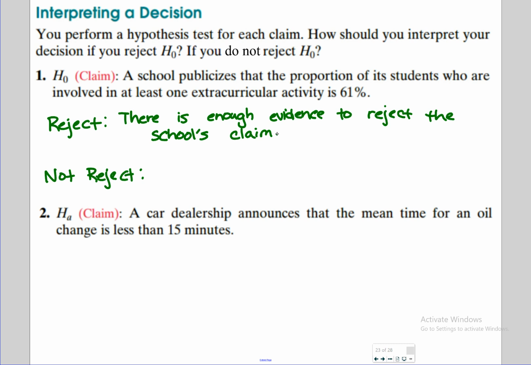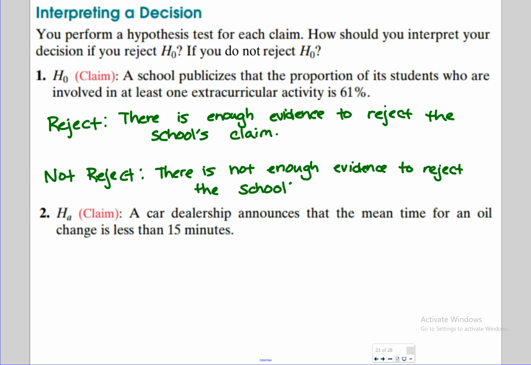If you do not reject, we say there is not enough evidence to reject the school's claim. Doesn't mean it's true. It just means our statistics don't tell us enough to say that it's false.